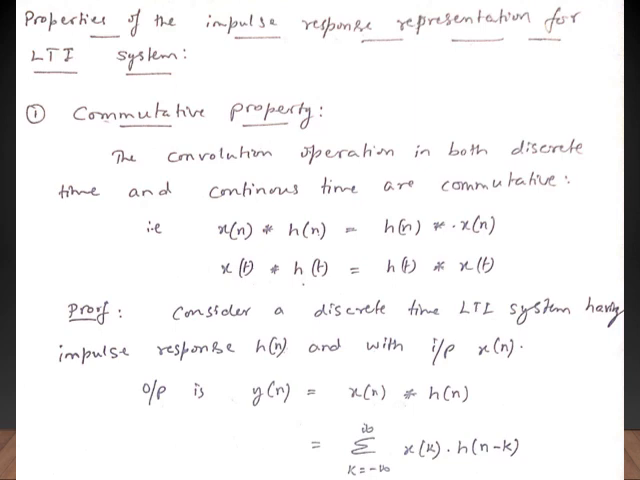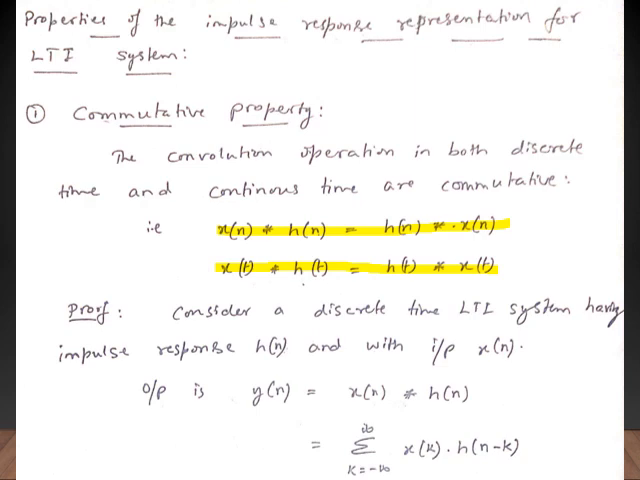and this commutative property is with respect to the convolution operation. In the discrete case, we can say x of n convoluted with h of n is equal to h of n convoluted with x of n. If it is in continuous time, it is x of t convoluted with h of t, which is equal to h of t convoluted with x of t. So this gives the condition for the commutative property, and we are trying to prove this condition.